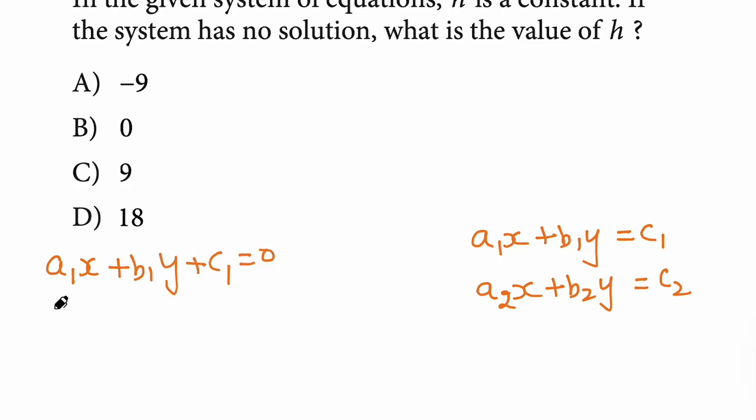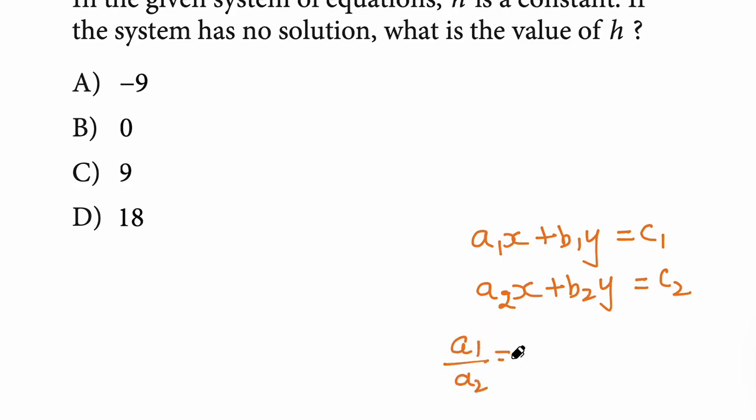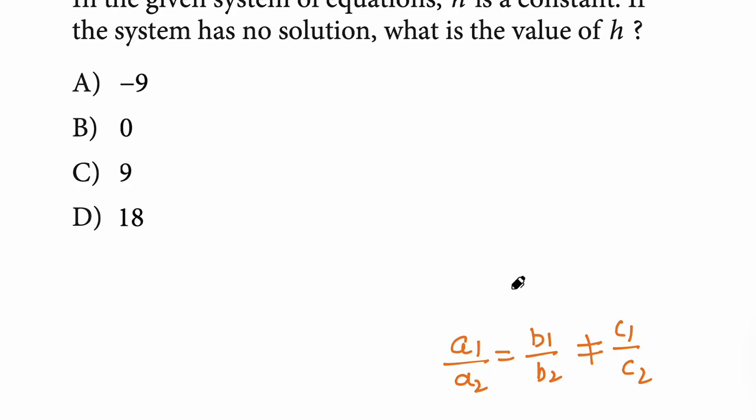But the condition is that if they are in equal to 0 form, then both of them should be in the equal to 0 form. But if they are in the form of equal to constant like this, then both should be in this form. Then if the system of equations has no solution, then a1 over a2, that means this coefficient over this coefficient, is equal to b1 over b2, but it is not equal to c1 over c2. This is our condition, right? So let's rub this one and go back to our equations.